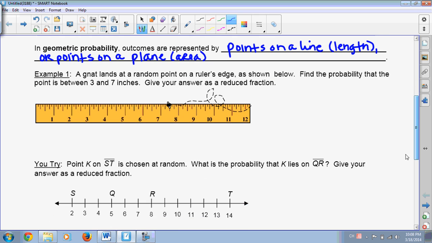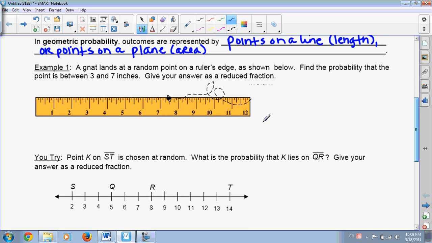Okay, so we're going to go ahead and do, this is obviously a ruler, so that makes a line. So this is points on a line, which is dealing with length. A gnat, which is like a little bug or a fly, lands at random on a random point on the edge of the ruler shown below. Find the probability that the point is between 3 and 7 inches. Okay, so first off, how long is a ruler? Obviously, a ruler is 12 inches long.